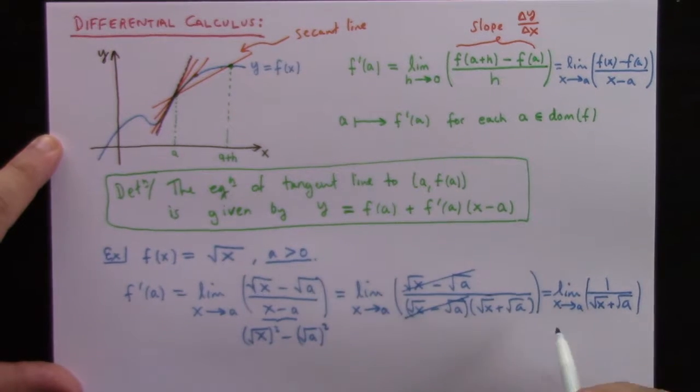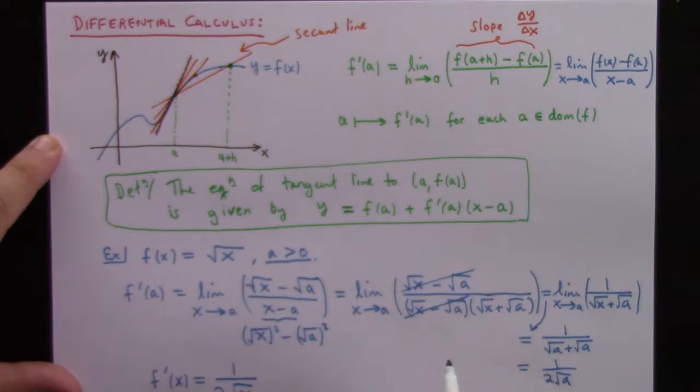And then this function is unambiguous. I can just plug in the limiting value, and there it is. Square root of a plus the square root of a, 1 over 2 square root of a. So we have this then. F prime of x is equal to 1 over 2 times the square root of x for this function, right?